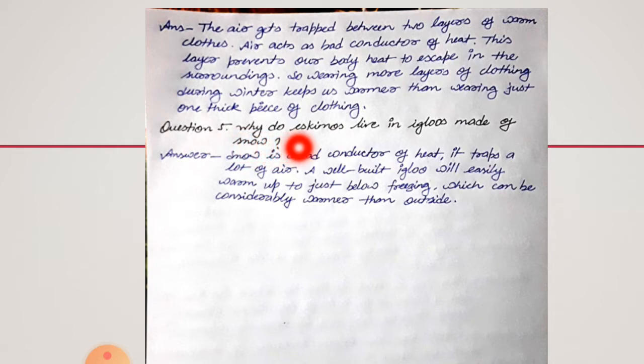Now question 5. Why do Eskimos live in igloos made of snow? So its answer, snow is a bad conductor of heat. It traps a lot of air. A well-built igloo will easily warm up to just below freezing, which can be considerably warmer than outside.